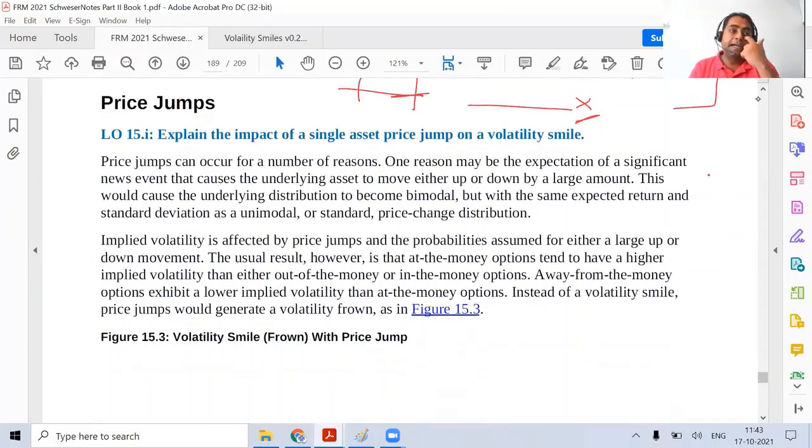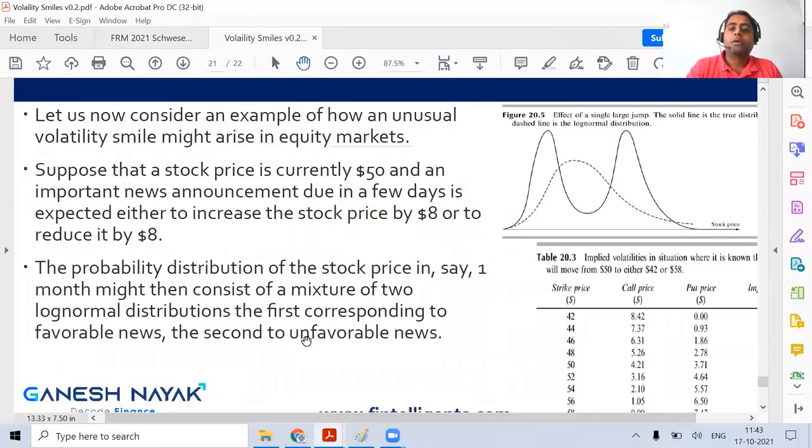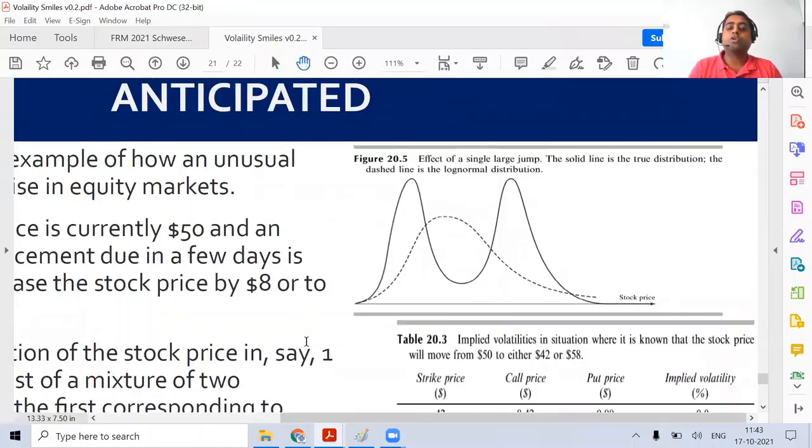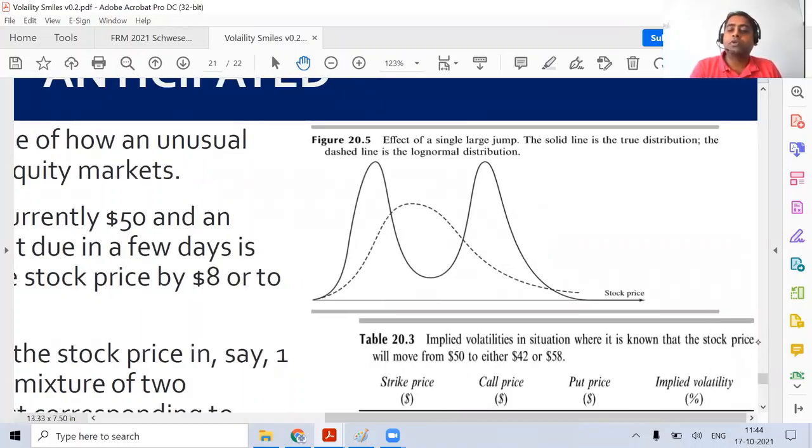Now, what they are explicitly highlighting is, if we see an asset price jumping, how does it impact your volatility? If you look at a diagram, suppose we know that the stock price is currently at 50, and because of some news, it can go either $8 down or $8 up, but we are not sure which direction it is going to move. In this diagram, we have shown a log normal distribution, and the real distribution is bimodal.